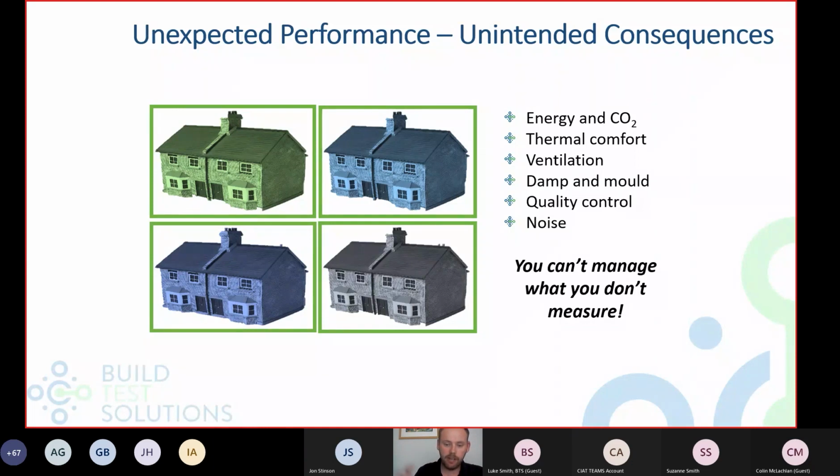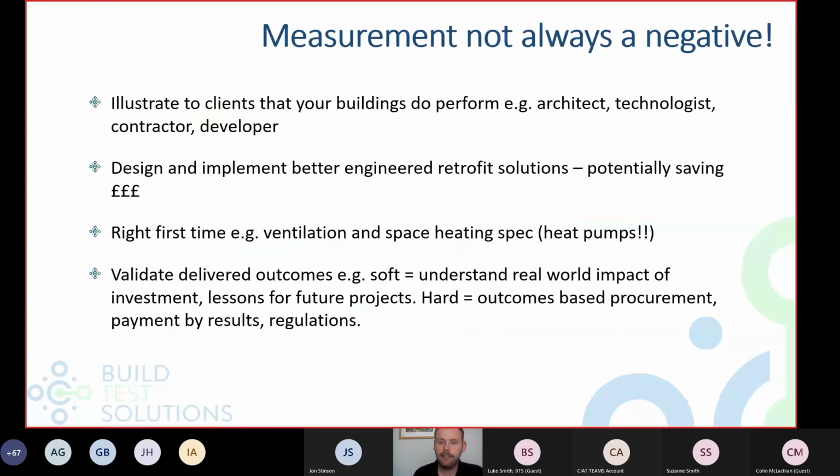So the whole message is you can't manage what you don't measure. So you need those measurements to properly understand the building to manage it properly. So this is what I sort of touched on earlier, that measurement isn't always a negative. As a designer, you could illustrate to clients that your buildings really do perform. The performance gap's a pretty well-known phenomenon now. Imagine what a benefit it would be to be saying, look, our buildings really perform, we believe it, we've tested it, we've demonstrated it.